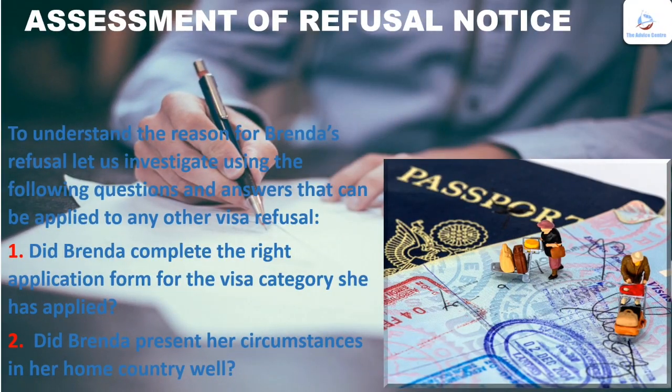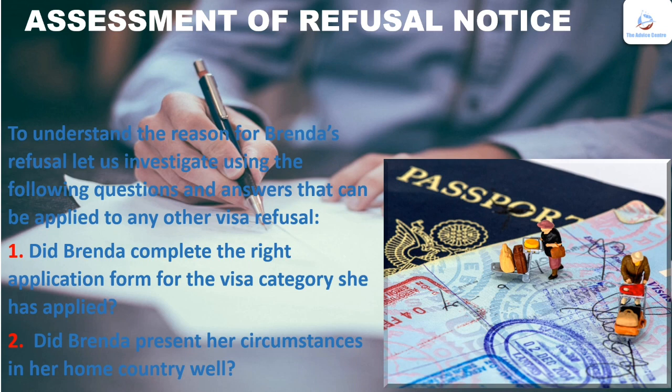To understand the reason for Brenda's refusal, let us investigate using the following questions and answers that can be applied to any other visa refusal. Did Brenda complete the right application form for the visa category she applied for? If she completed an application for a Tier 4 student visa instead of a short-term study visa, for example, her visa will be refused automatically as she would not have the right supporting documents.